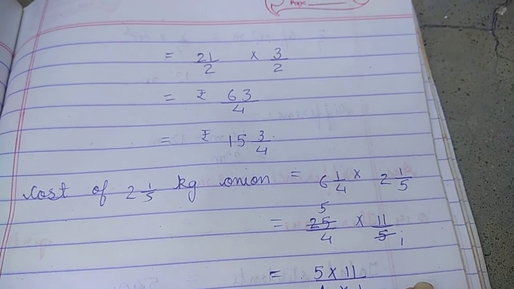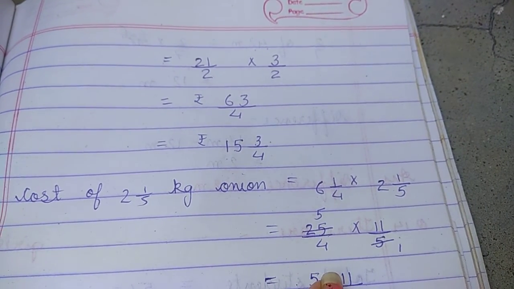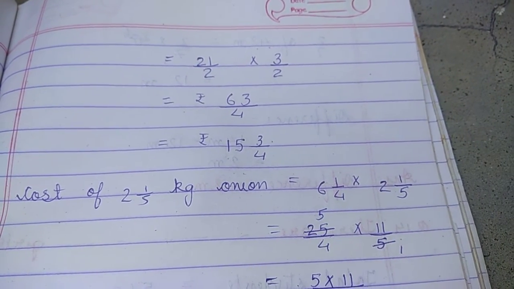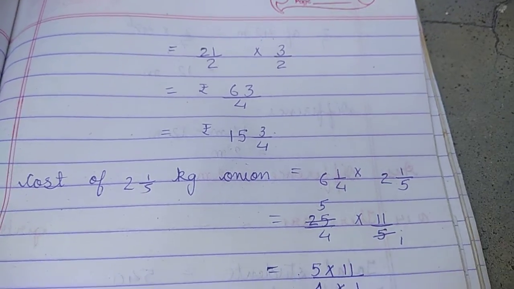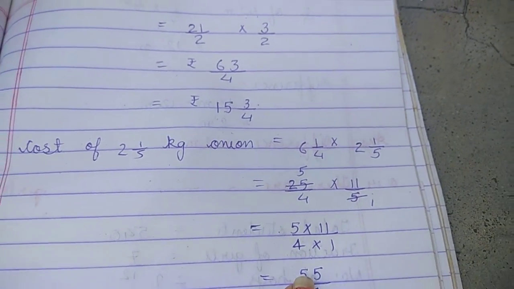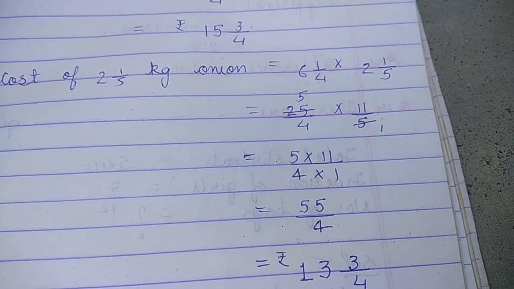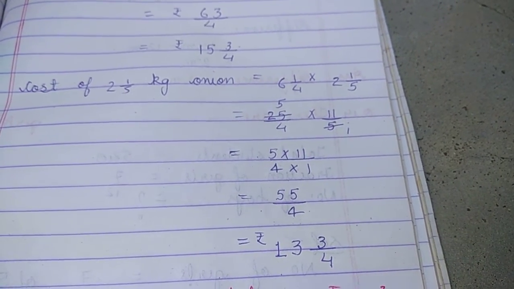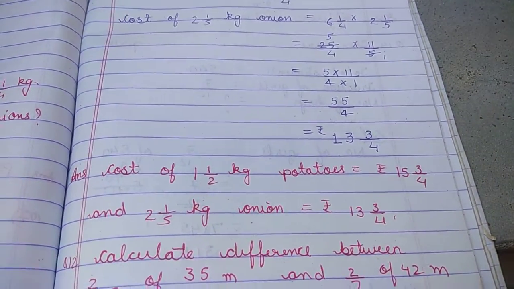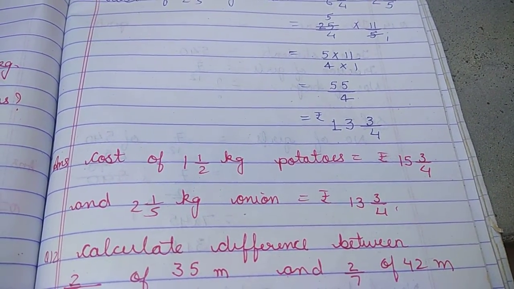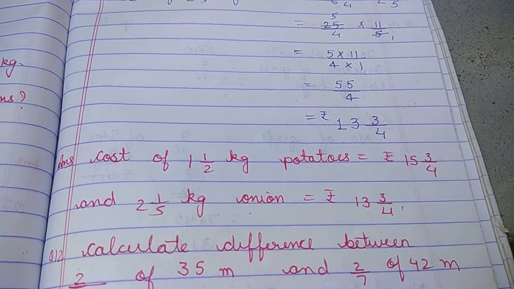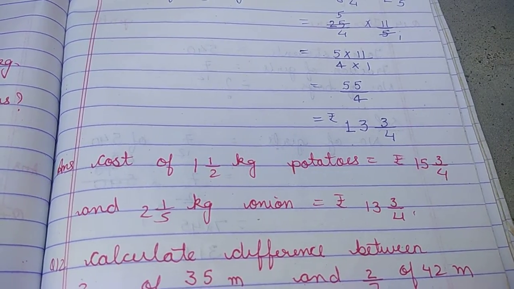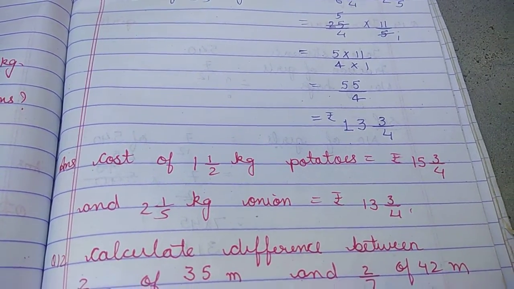So 6 4s are 24 plus 1, 25/4, multiplied by 5 2s are 10 plus 1, 11/5. 5 1s are 5, 5 5s are 25. Nothing else can be cancelled out, so 5 into 11 upon 4 into 1. 5 into 11 is 55. 4 1s are 4. Now convert it into mixed fraction, you will get 13 whole 3/4. So the cost of 1 whole 1/2 kg of potato is 15 whole 3/4, and the cost of 2 whole 1/5 kg of onion is 13 whole 3/4 rupees.